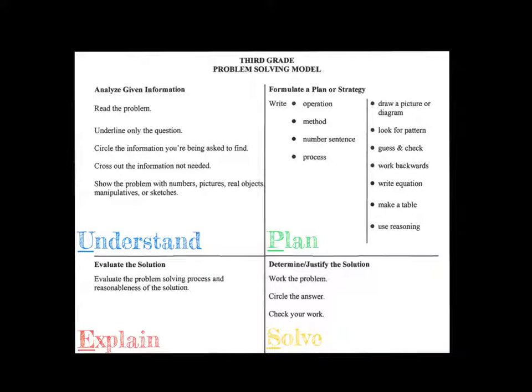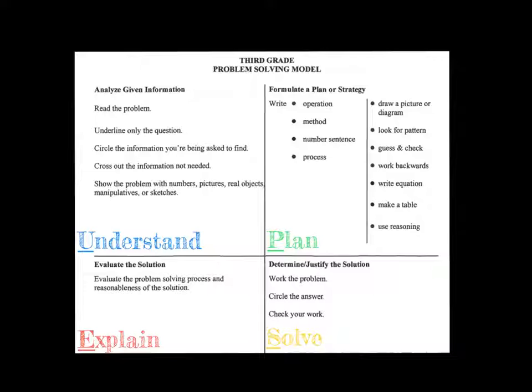In this Understand block, we're going to read the problem, underline the question, circle any information we're looking for, and cross out any information that we're not going to need. We're also going to show our problem with numbers and pictures, maybe objects. We may have them build with manipulatives on their desk. So this understand portion is extremely important when they're solving a problem. We're going to break apart the problem and write down everything that's important about that problem.